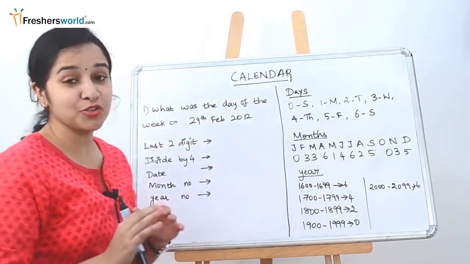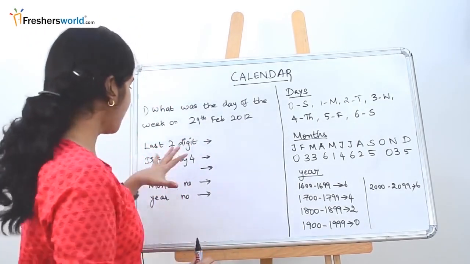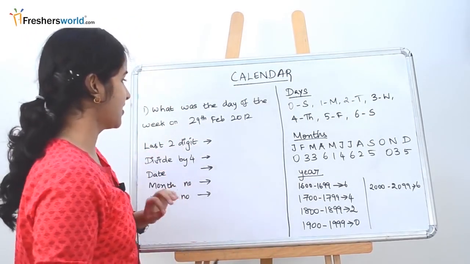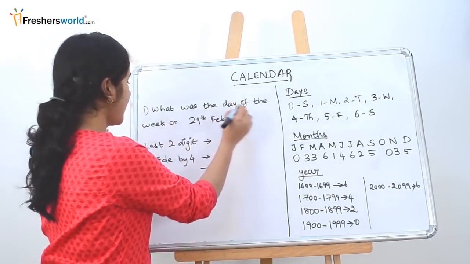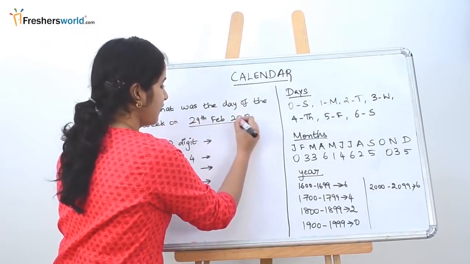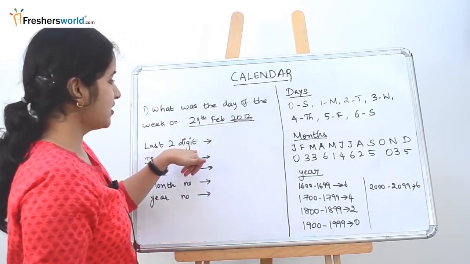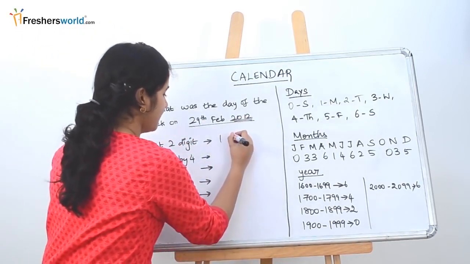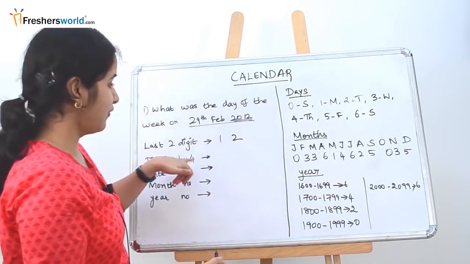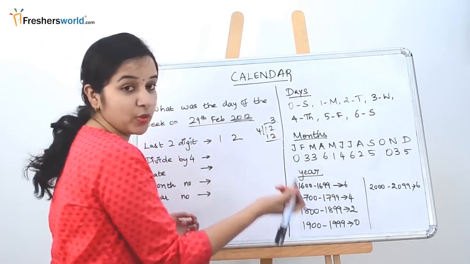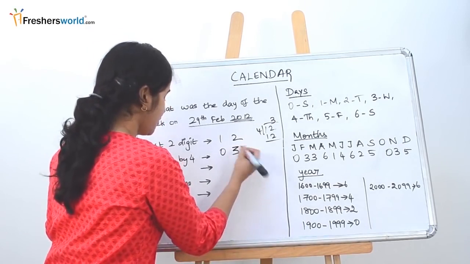So how did we do it? The first step, as usual, we have the first 5 steps. First we have to take the last 2 digits. The question they've asked is, what was the day of the week on 29 Feb 2012, which is obviously a leap year. The last 2 digits of the year are 12. Next step is to divide by 4. If we divide 12 by 4, the quotient is 3. So we'll put it here.